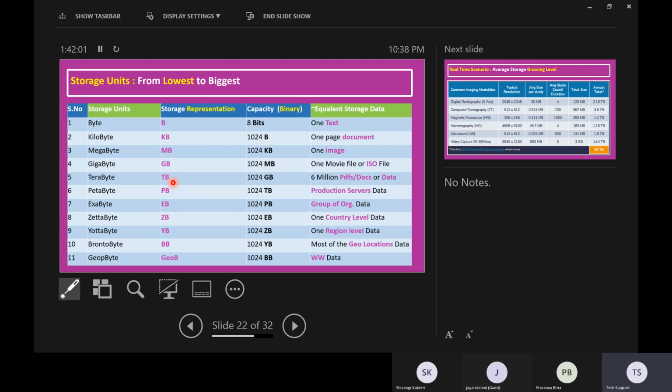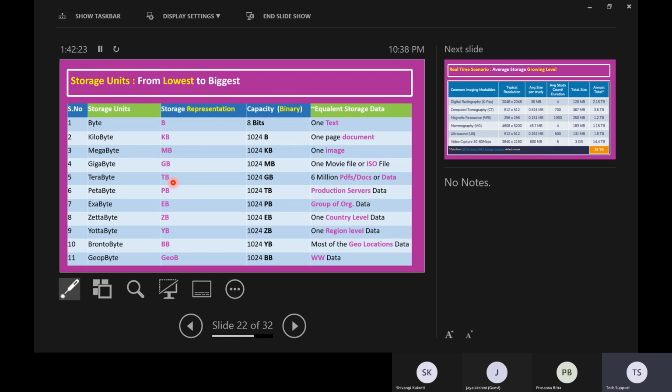Even the best example is Google. Google provides Gmail accounts freely for all the users. Each Gmail account supports a maximum of 15 GB of Google Drive space. With N number of accounts, in the backend in the Google servers they maintain exabytes, zettabytes of data.